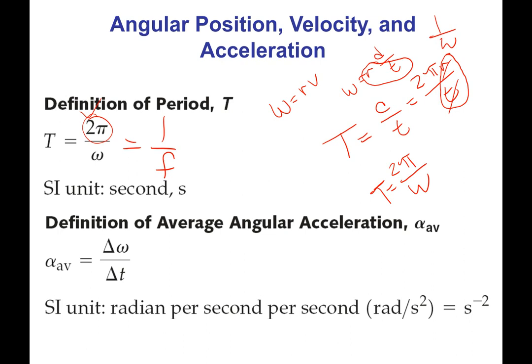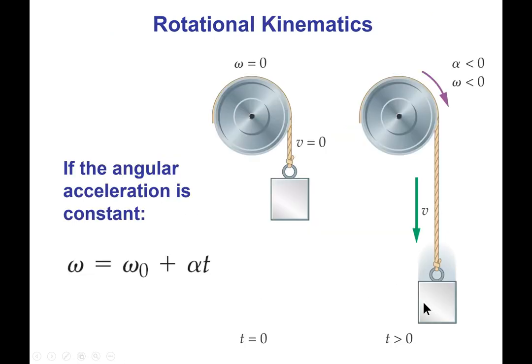So now, definition of average angular acceleration. Again, if you remember your acceleration, it's just your change in velocity over change in time. This is just your angular version, time stays the same, and you just get radians over seconds squared.